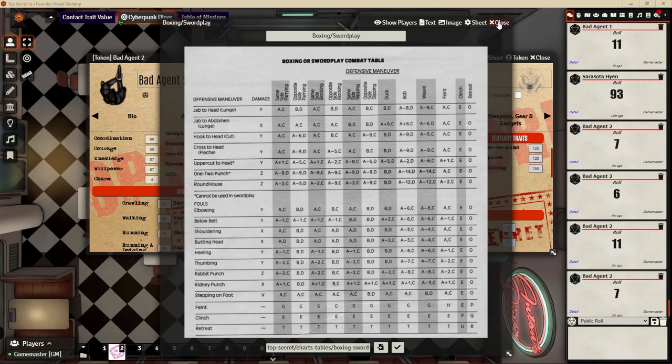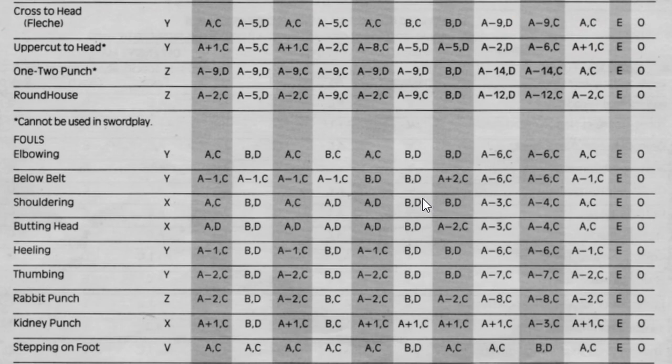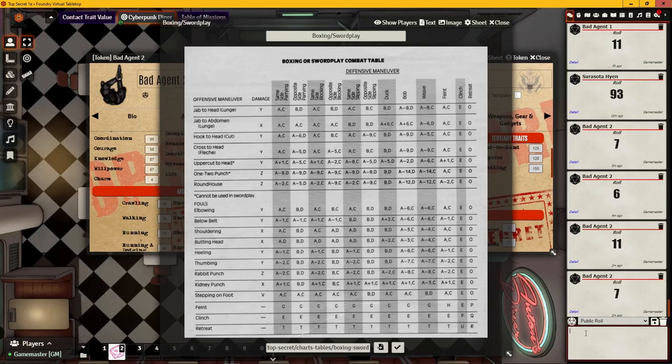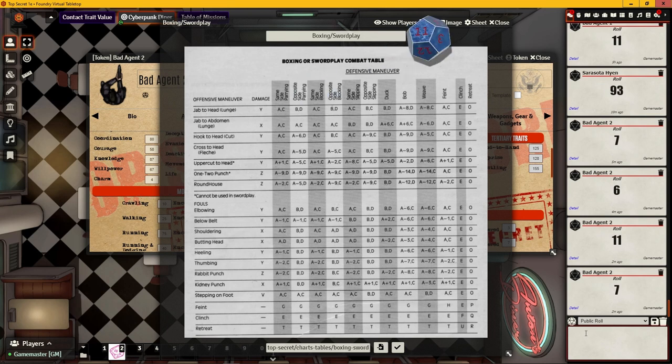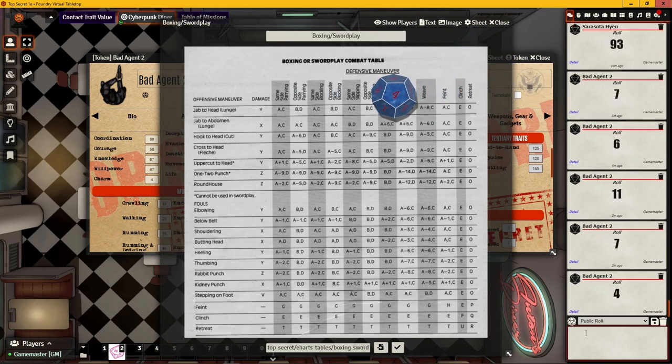And she now has the upper hand, and she's going to do a kidney punch. She's going to do a kidney punch. So now we're going to roll for the agent to see what he gets for his defensive maneuvers. A 4.